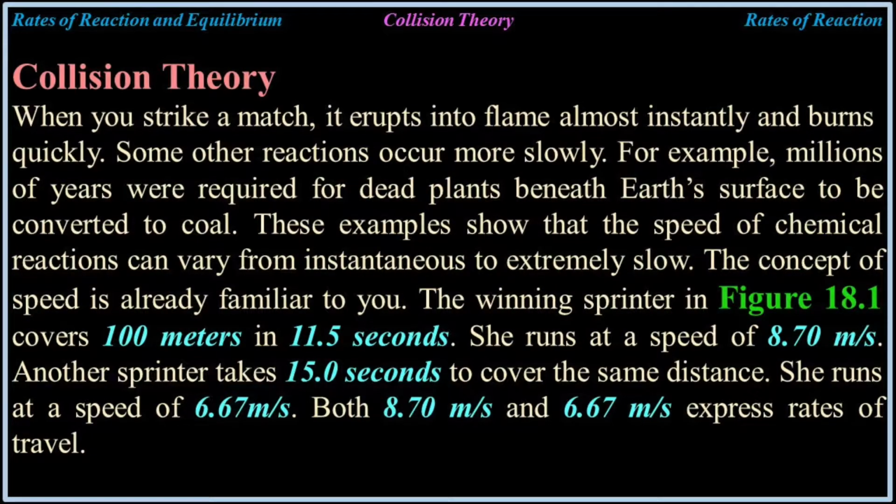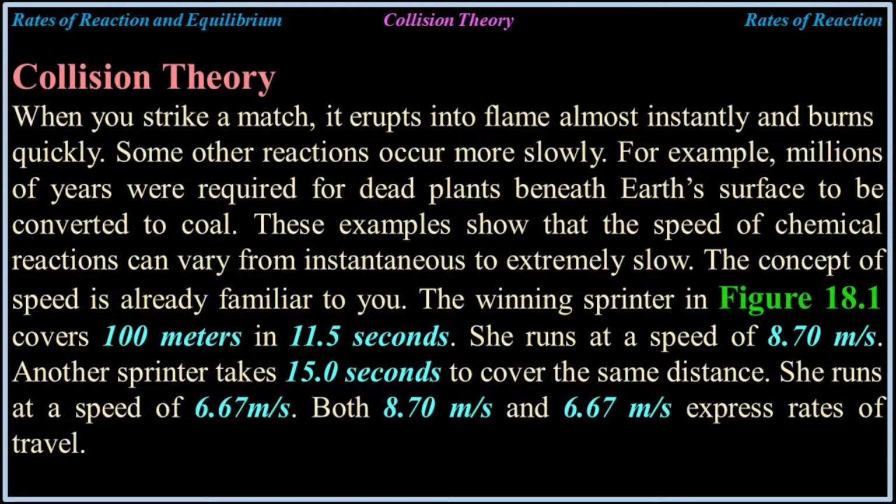Collision theory. When you strike a match, it erupts into flame almost instantly and burns quickly. Some other reactions occur more slowly. For example, millions of years were required for dead plants beneath Earth's surface to be converted to coal. These examples show that the speed of chemical reactions can vary from instantaneous to extremely slow.